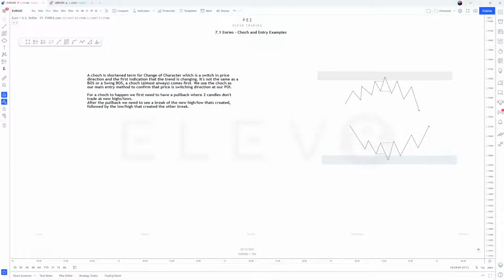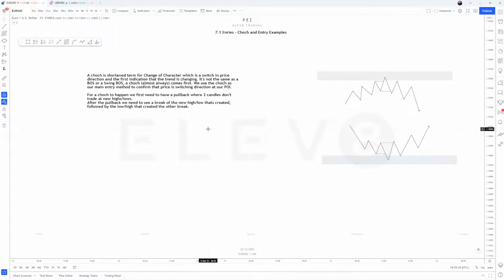So a change of character is where price changes direction, and it's the first indication that we're going to change in trend. We usually look for this at a supply demand level for our entry model, but it can be used on the higher time frames, such as the 4 hour, to show us where price is moving next. So for example, if we have a 4 hour change of character off a daily demand, then we can obviously look for entries at the 4 hour demand or supply.